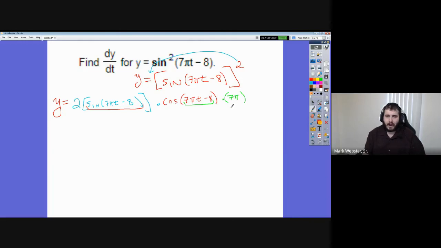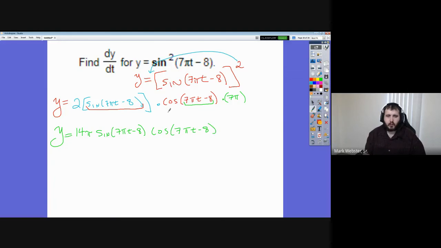So now I'm going to rewrite it so that it looks much neater, right? I'm going to take all the numbers and I'm going to combine them up. The 2 and the 7 pi. That's 14 pi out front. And then you've got a sine with stuff in it and a cosine with stuff in it. We're just going to do that. Times sine with this stuff in it. And then cosine with this stuff in it.